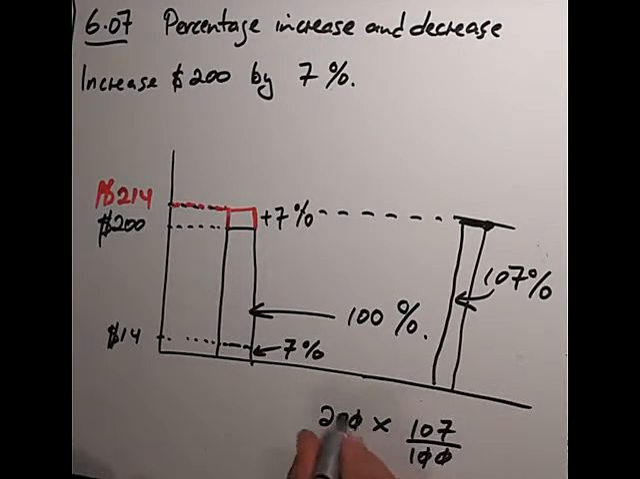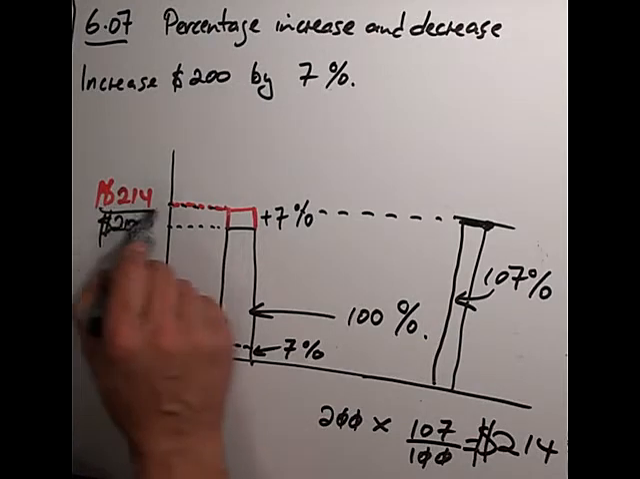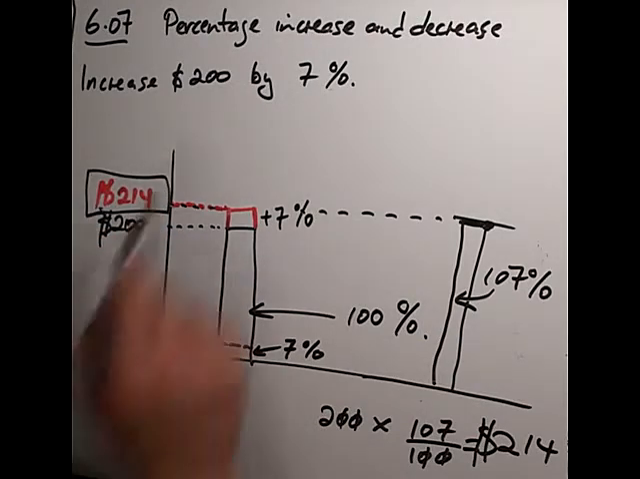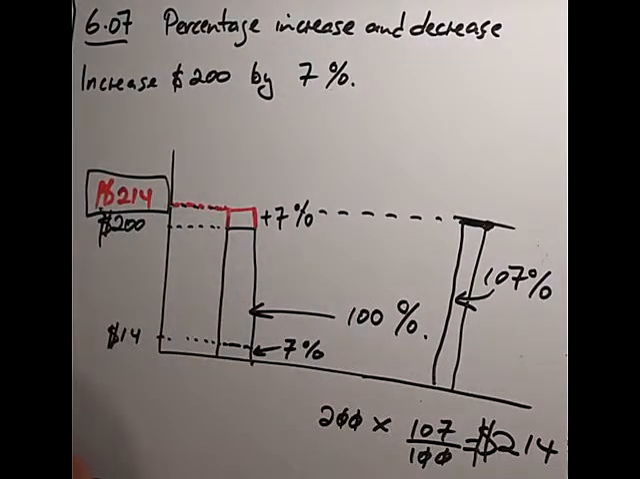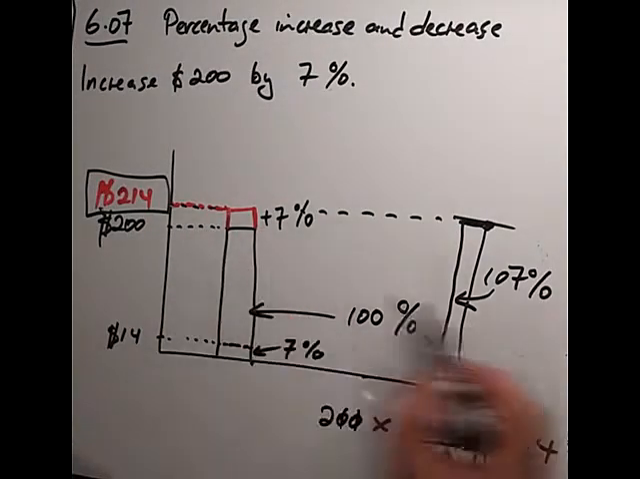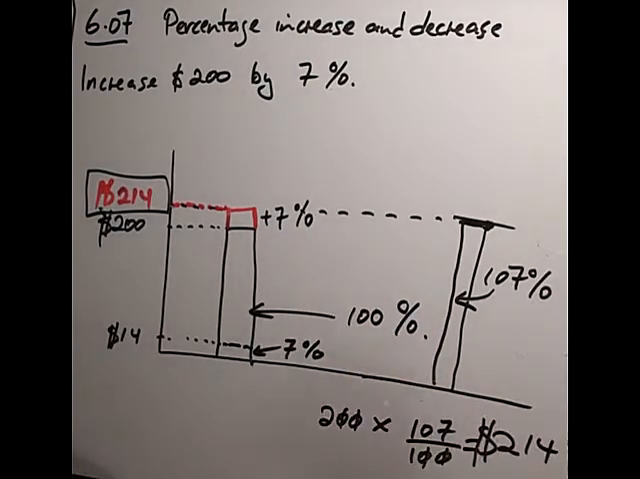Cancel the zeros. 2 times 107 gives me $214. In one step, I've worked out what is my final price, what is my final amount after I increased 200 by 7%, which is in fact 107% of $200.